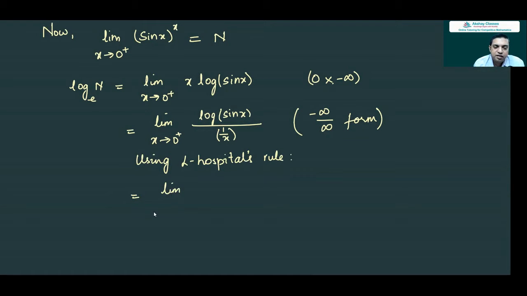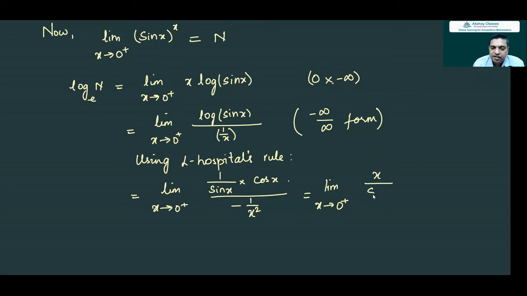Now we get limit x tends to 0 plus, derivative of log of sine x is 1 by sine x into derivative of sine x, which is cos x. And here we get minus 1 upon x square as the derivative in the denominator. So we get limit x tends to 0 plus. Now I take this x up. So x upon sine x with a minus sign into x into cos x.